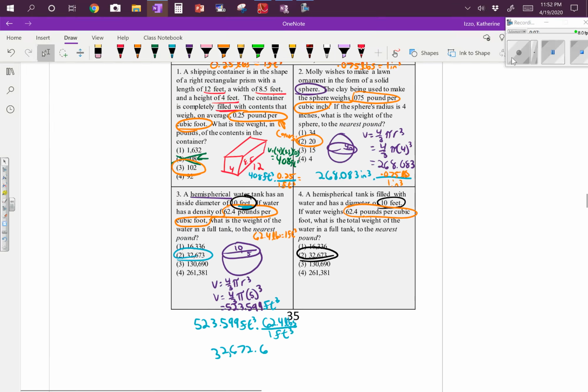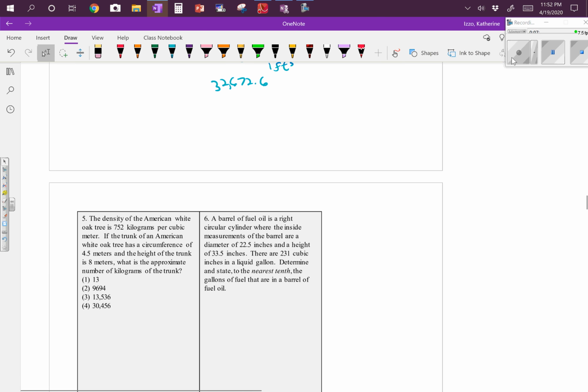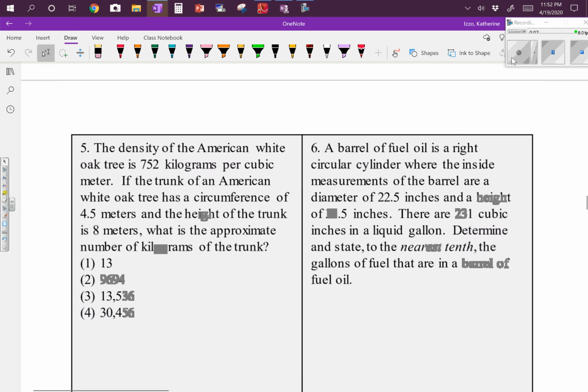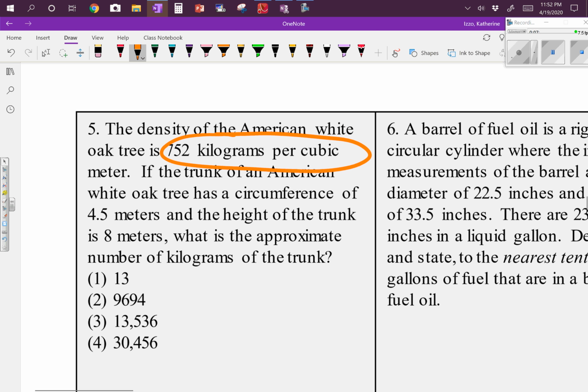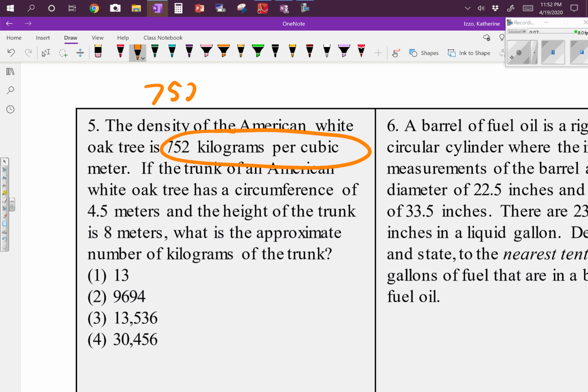Okay. Number 5, the density of an American white oak tree is this many kilograms per meter. Okay, so this many kilograms per cubic meter. So 752 kilograms equals 1 meter cubed.